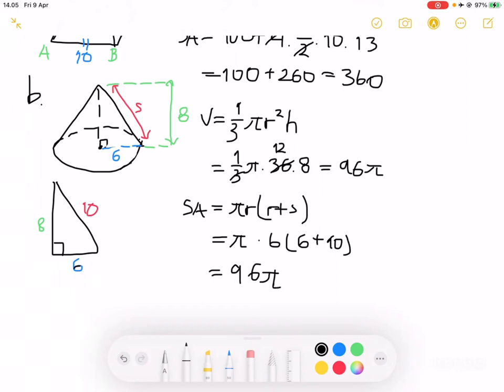And it's pretty fascinating that the volume of this cone is equal to the surface area of this cone as well. So that is it for question 1. Let's jump into question 2.